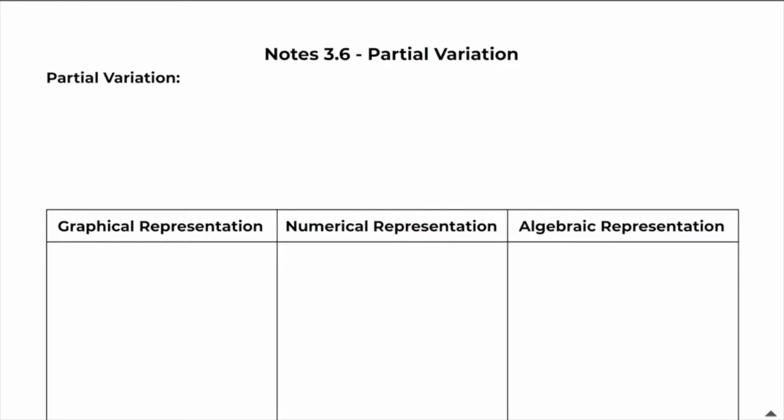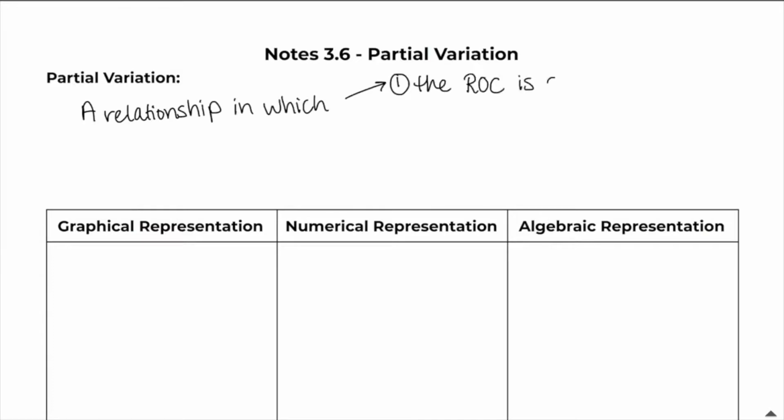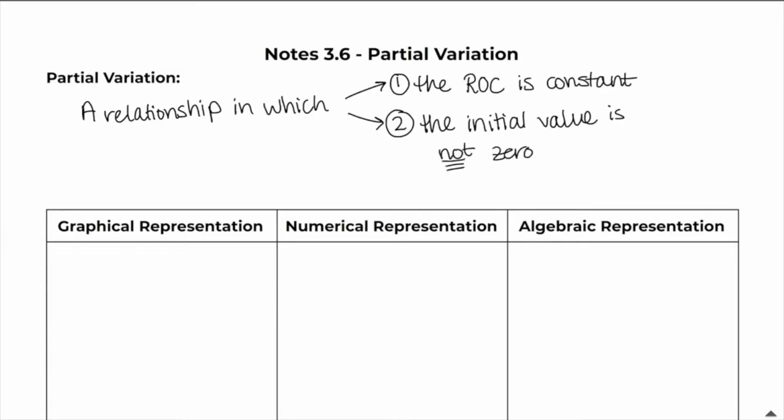And there are two conditions that are necessary in order for something to have partial variation. So two things have to happen. The rate of change has to be constant and the initial value is not zero. So with direct variation, the rate of change is constant still. So this is true for direct variation, but the initial value is zero for direct variation. And so that's the difference between direct and partial variation.